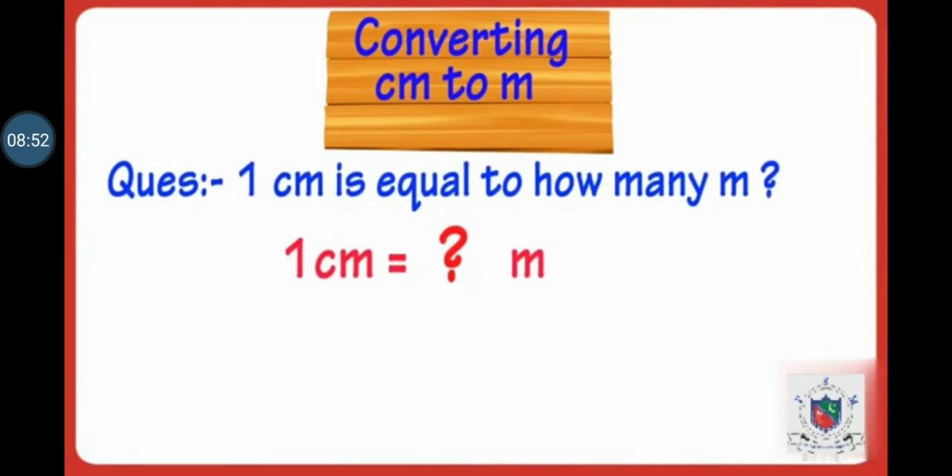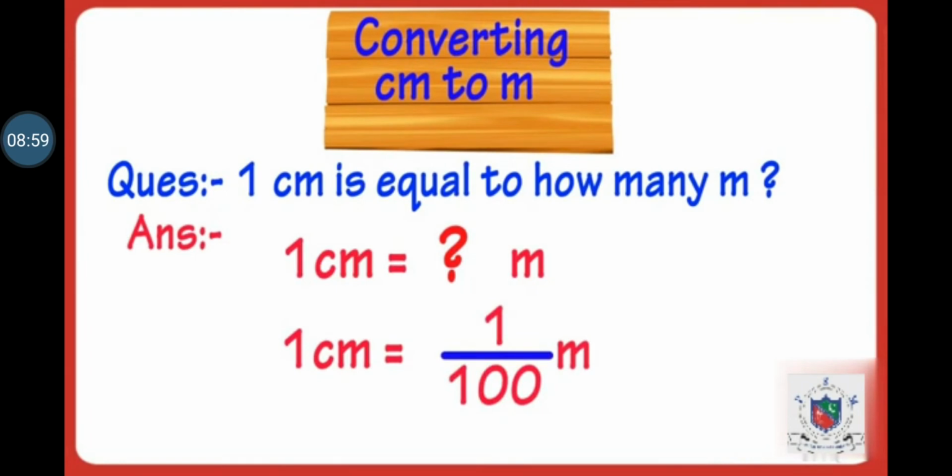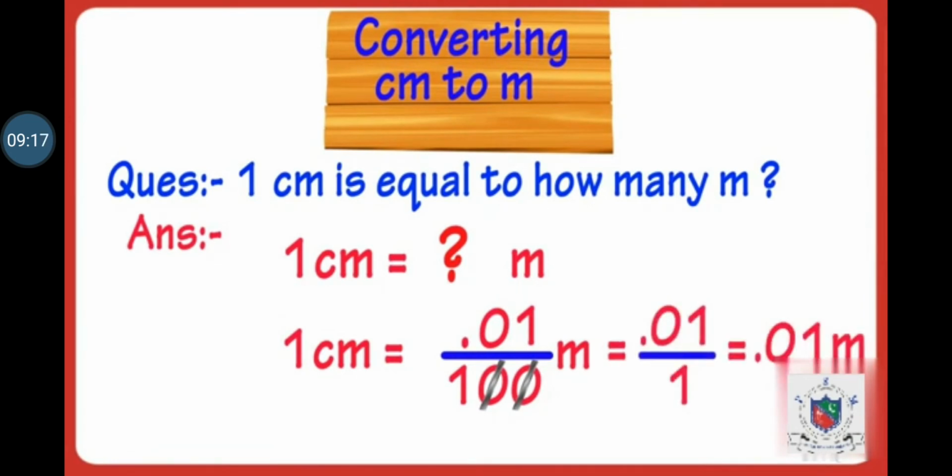1 centimeter is equals to how many meters? 1 centimeter is equals to 1 upon 100 meters. So here we have 100 in the denominator. So how many places will there be after the decimal point? Yes, 2 places after the decimal point. We have only 1 digit, so we can add a 0 by ourselves, and it will be 0.01 meters.